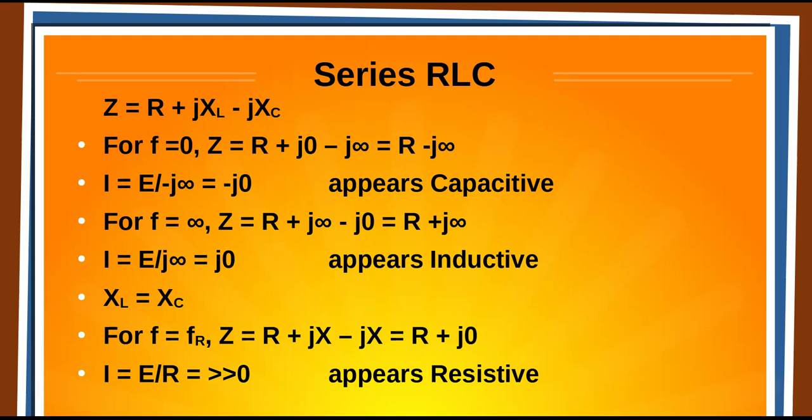For the series circuit at low frequency, it appears capacitive because the inductor is not having any effect. At DC, the inductor has no reactance, but the capacitor has maximum reactance, so it appears capacitive, which is why you've got a minus J. At high frequency, approaching infinity, it's the opposite, because the inductor is the large component and the capacitor has essentially 0 reactance. So you get a positive J, and it appears inductive.